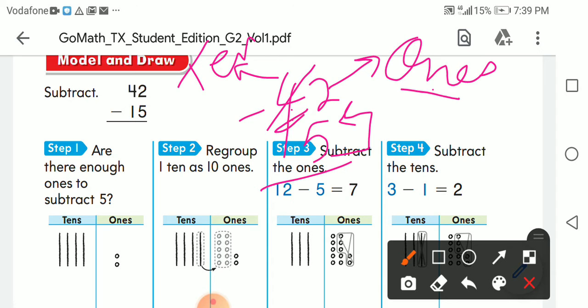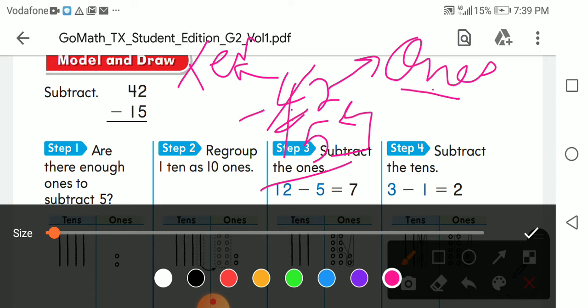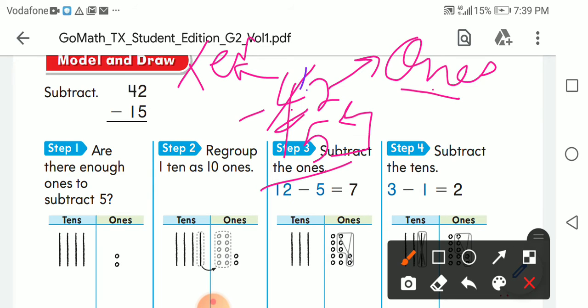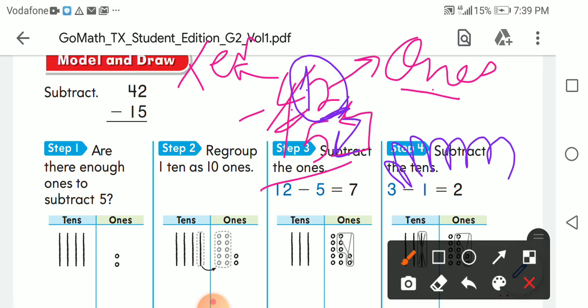Do you have one? Yes, I have 10. I will give you 10. So I'll write here 1 beside the 2, and it becomes a new number, which is 12. 12 minus 5. I will count after 5 until I get to 12. 6, 7, 8, 9, 10, 11, 12. So I will count the numbers on the fingers here. 1, 2, 3, 4, 5, 6, and 7.